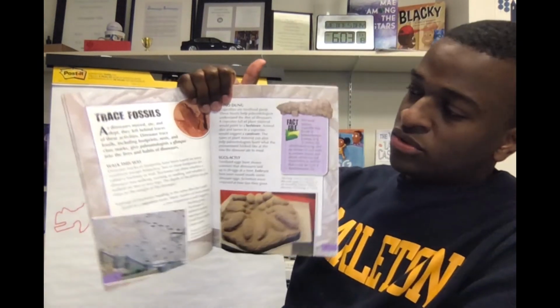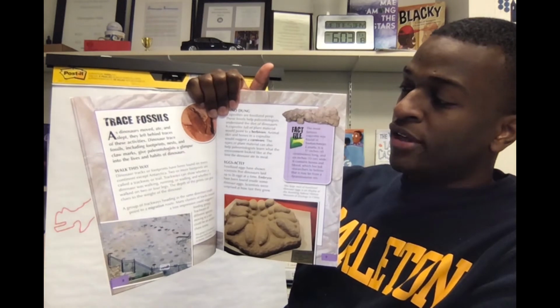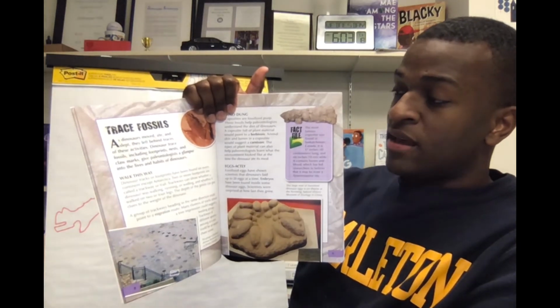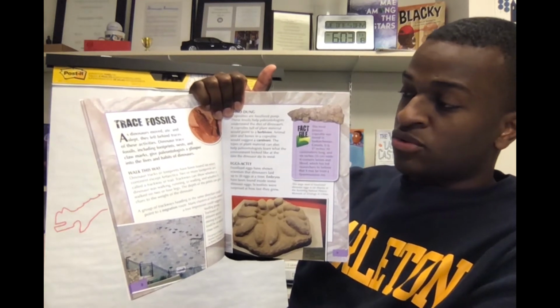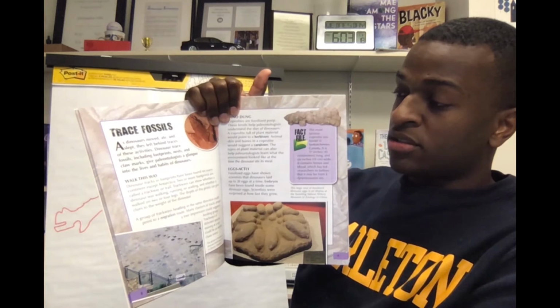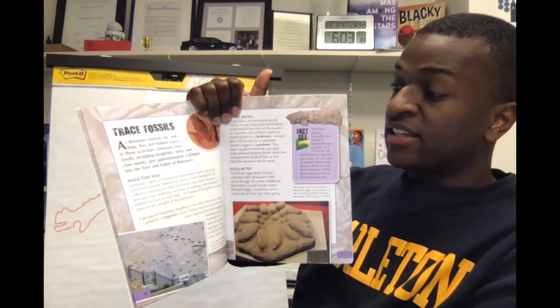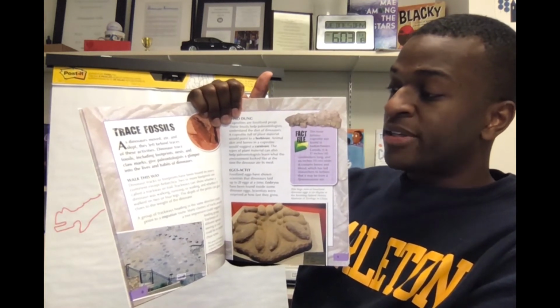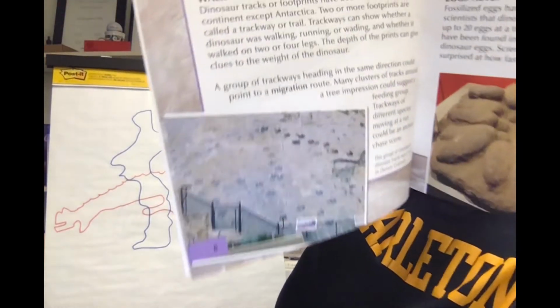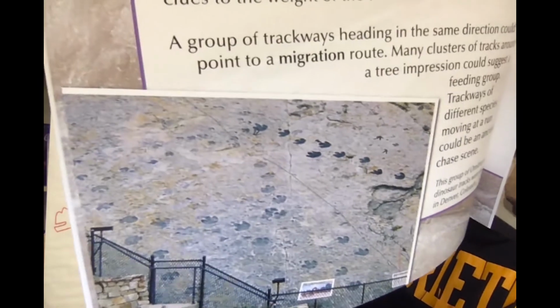Trace fossils. As dinosaurs moved, ate, and slept, they left behind traces of these activities. Dinosaur trace fossils include footprints, nests, and claw marks. They give paleontologists a glimpse into the lives and habits of dinosaurs. Wow, look at those footprints. They're also massive, super huge.